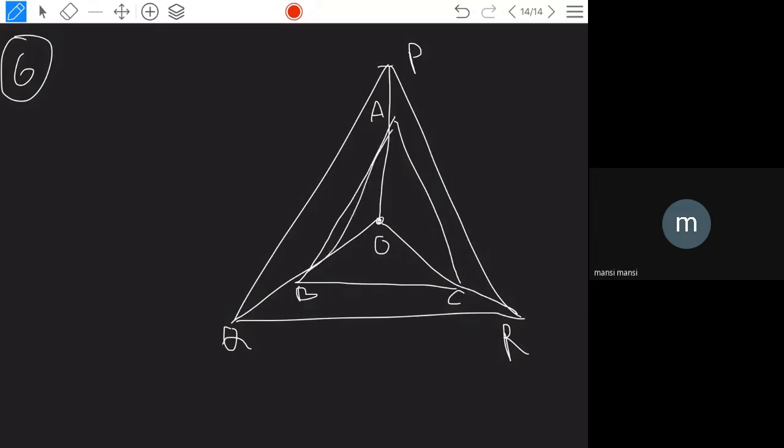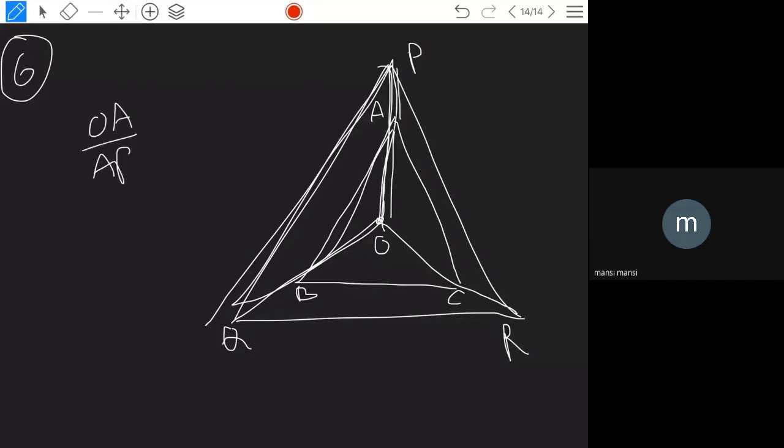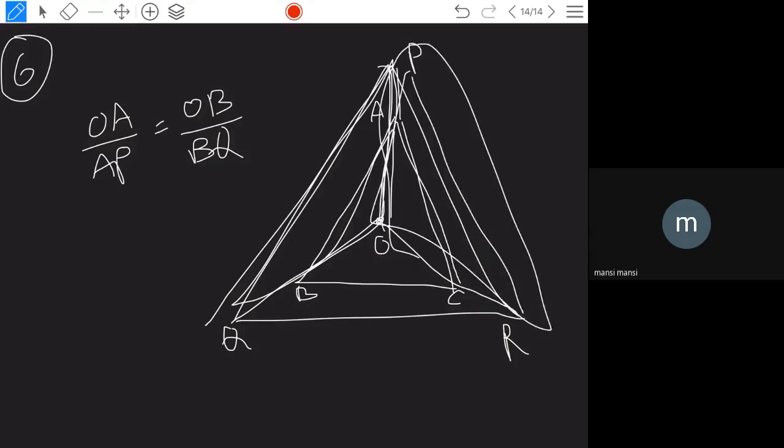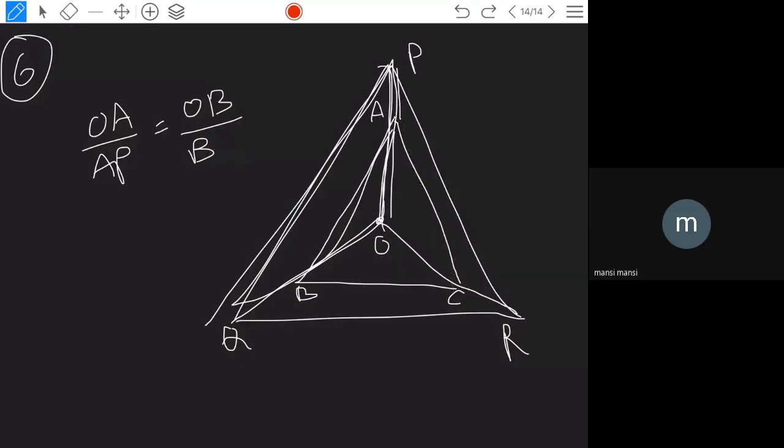From that what do you get? This triangle you take into consideration. Apply the basic proportionality theorem. OA by AP, what do you get? OA by AP is equal to OB by BQ you are going to get. And also it is given that AC is parallel to PR. So in this triangle, did you get my point here?